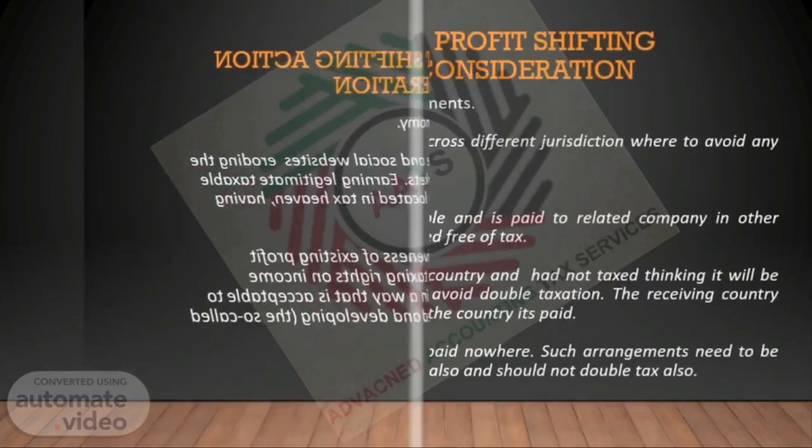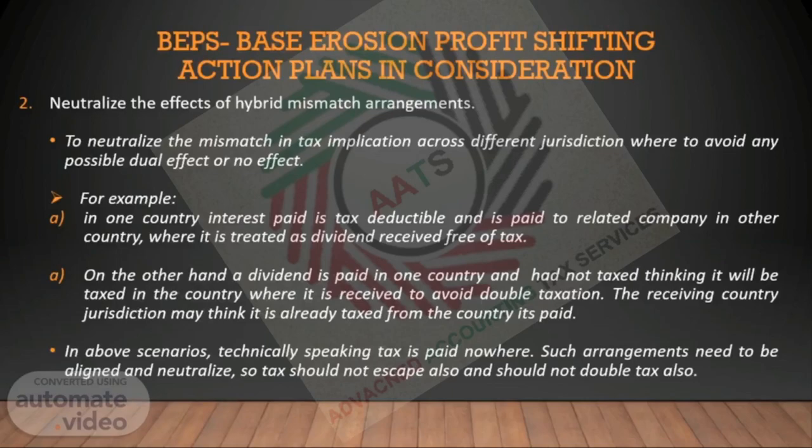Neutralize the effects of hybrid mismatch arrangements. To neutralize the mismatch in tax implication across different jurisdictions, to avoid any possible dual effect or no effect. For example, in one country interest paid is tax deductible and is paid to a related company in another country, where it is treated as dividend received free of tax.